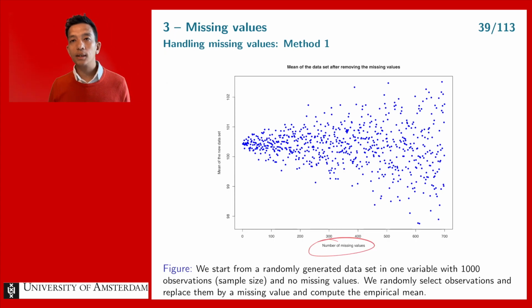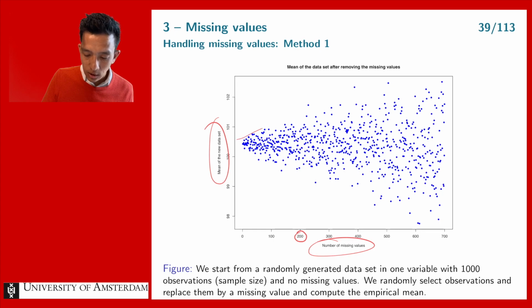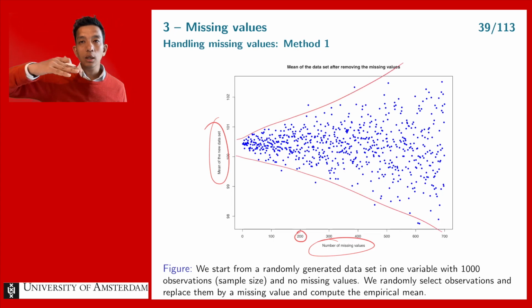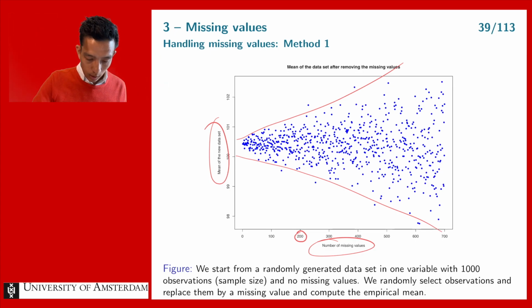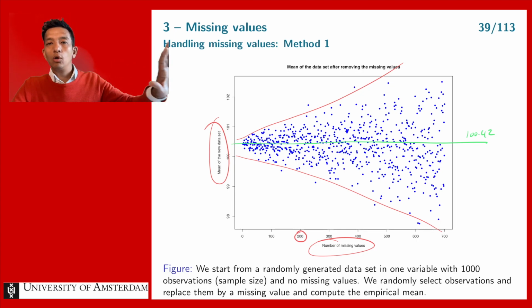So here on the x-axis, I have how many missing values I have. So in our example, we had 200 missing values. But if I repeat this, I can say, let's now do 100 missing values, or 300, 400, 500, and so on. And then I plot the mean that I calculate each time on the y-axis. And what you see is that the variability in the mean, the fluctuations in the mean, are becoming larger and larger. We have here, say, in the middle, the 100.42. That was the mean of my data set where I did not have any missing values.